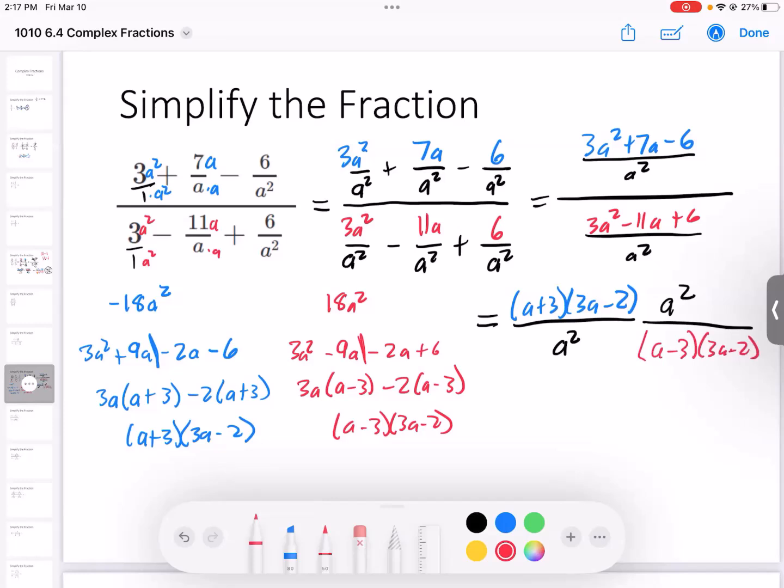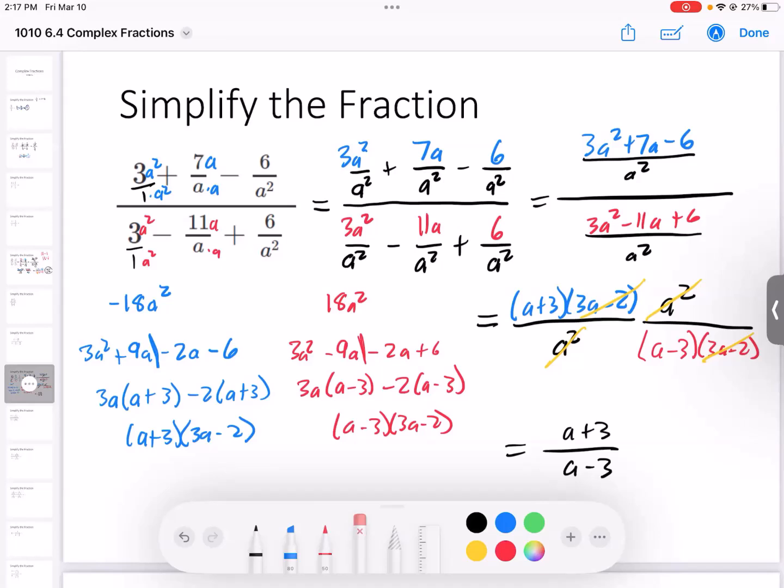In this case, when you multiply those two together, the a squareds will cancel out, and I believe also the 3a minus 2s will cancel out. And so your fully simplified answer will be a plus 3 over a minus 3. You don't actually have to write the parentheses because there's no other factors. If there were other factors, you would have to write the parentheses.